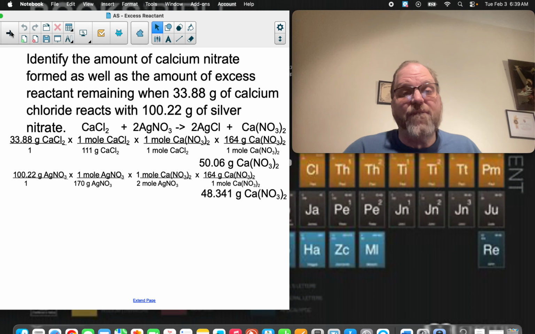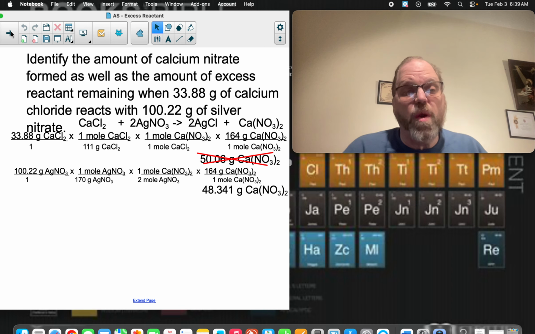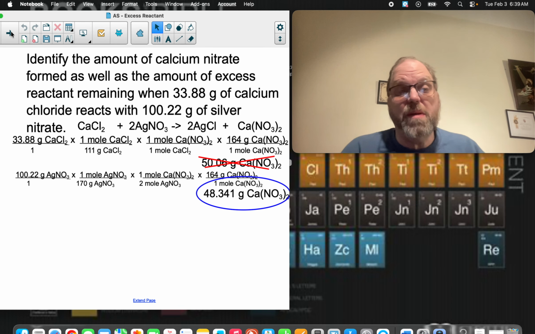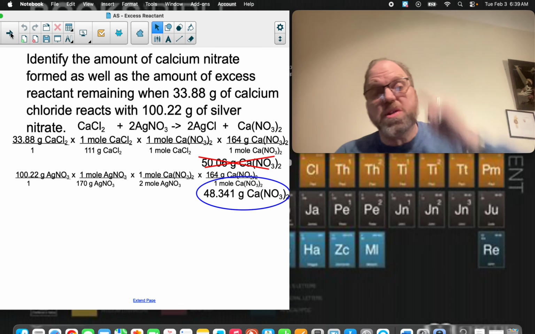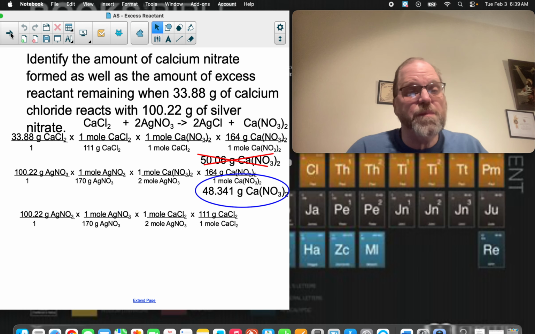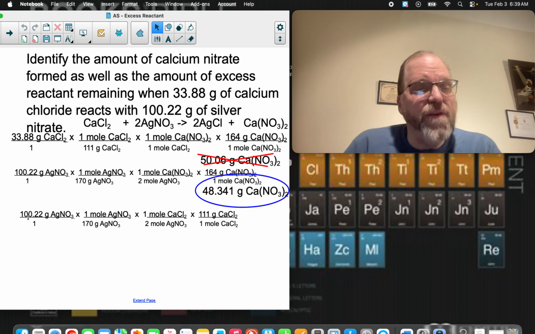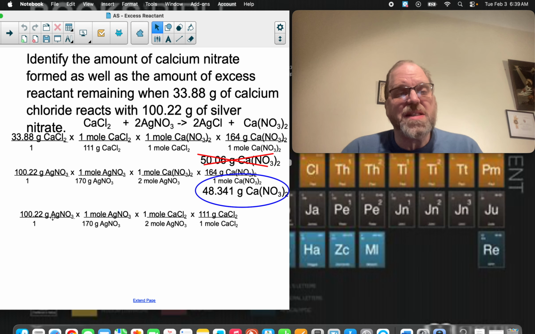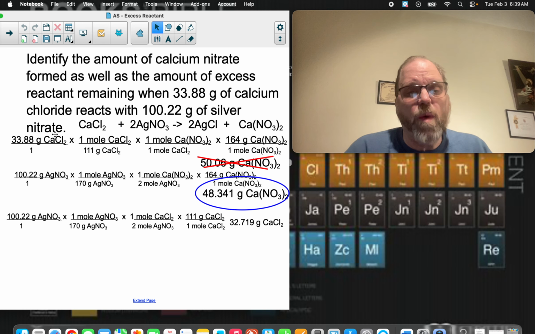That 50 isn't the answer. So that means silver nitrate is my limiting reactant. We're going to go to the calcium chloride, which is my excess reactant. So we have that set up like this, and when we multiply that through, we get 32.719, which is less than the 33.88. So it is correct.